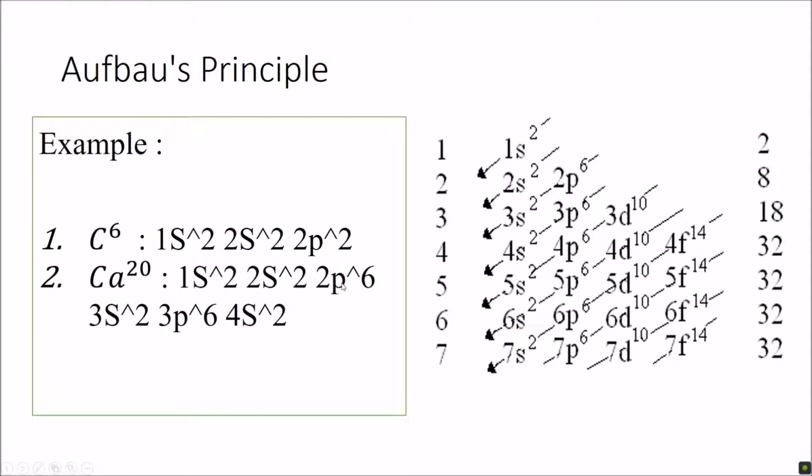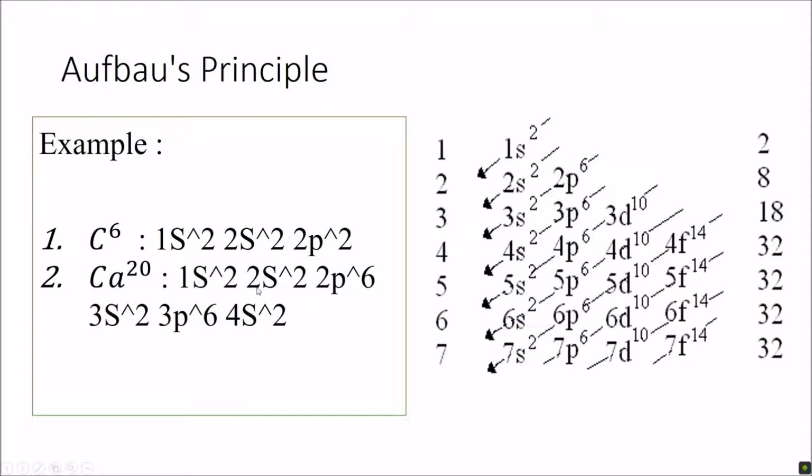Almost the same. We can go from 1s2, 2s2, then 2p6, then 3s2. We have already filled up 12 electrons, right? So 20 minus 12 is 8. So we go 3s2, 3p6, and 4s2. So that means there are 8 electrons here.